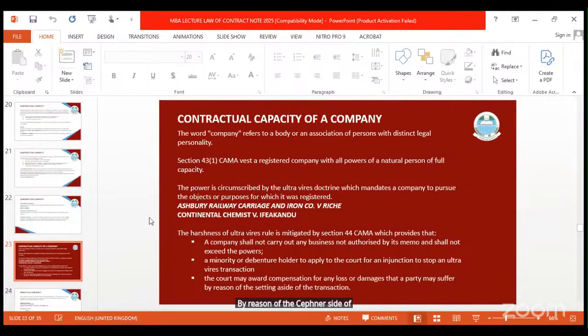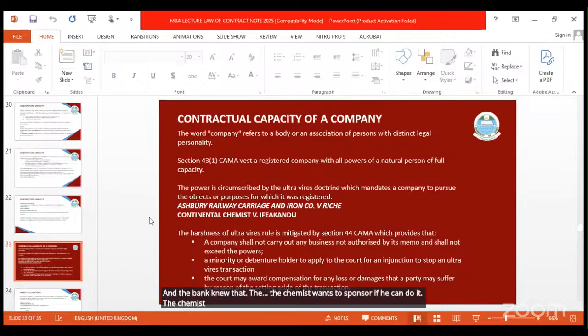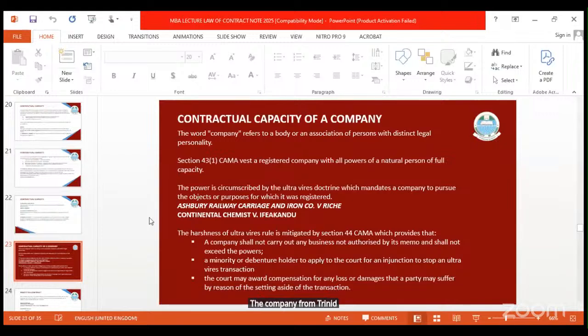So you see that now, a debenture holder, that is a creditor, or a minority shareholder, you have the power. If Continental Chemist was owing, maybe a bank, and the bank knew that the chemist wanted to sponsor that man, the bank would have applied to court to stop the company from training that guy abroad. The same thing with the shareholders. So you see, that is the one.